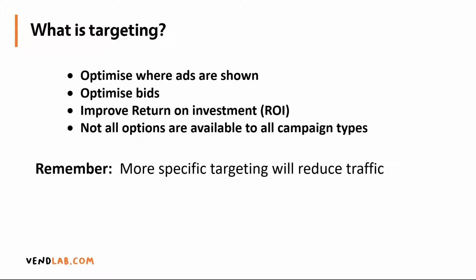Note that not all targeting options are available to all campaign types. For example, on the more automated campaign types such as Performance Max, almost no targeting is available. Bear in mind that the more specific targeting you use will reduce your traffic. You should therefore use this sparingly, because if you have too much targeting, you may not meet your campaign goals.